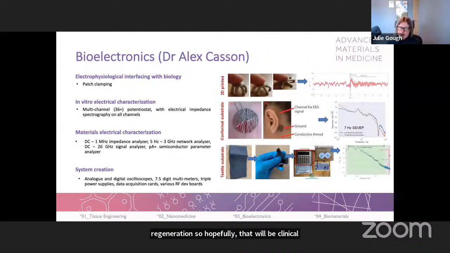We've got a lot of bioelectronics work going on across AMM, and Alex Casson in the Faculty of Science and Engineering is collaborating with many people across FBMH, and he's really focusing on electrophysiological interfaces with the body. So what he can do is make various devices that interface with the skin and do many different types of recordings across many healthcare applications.